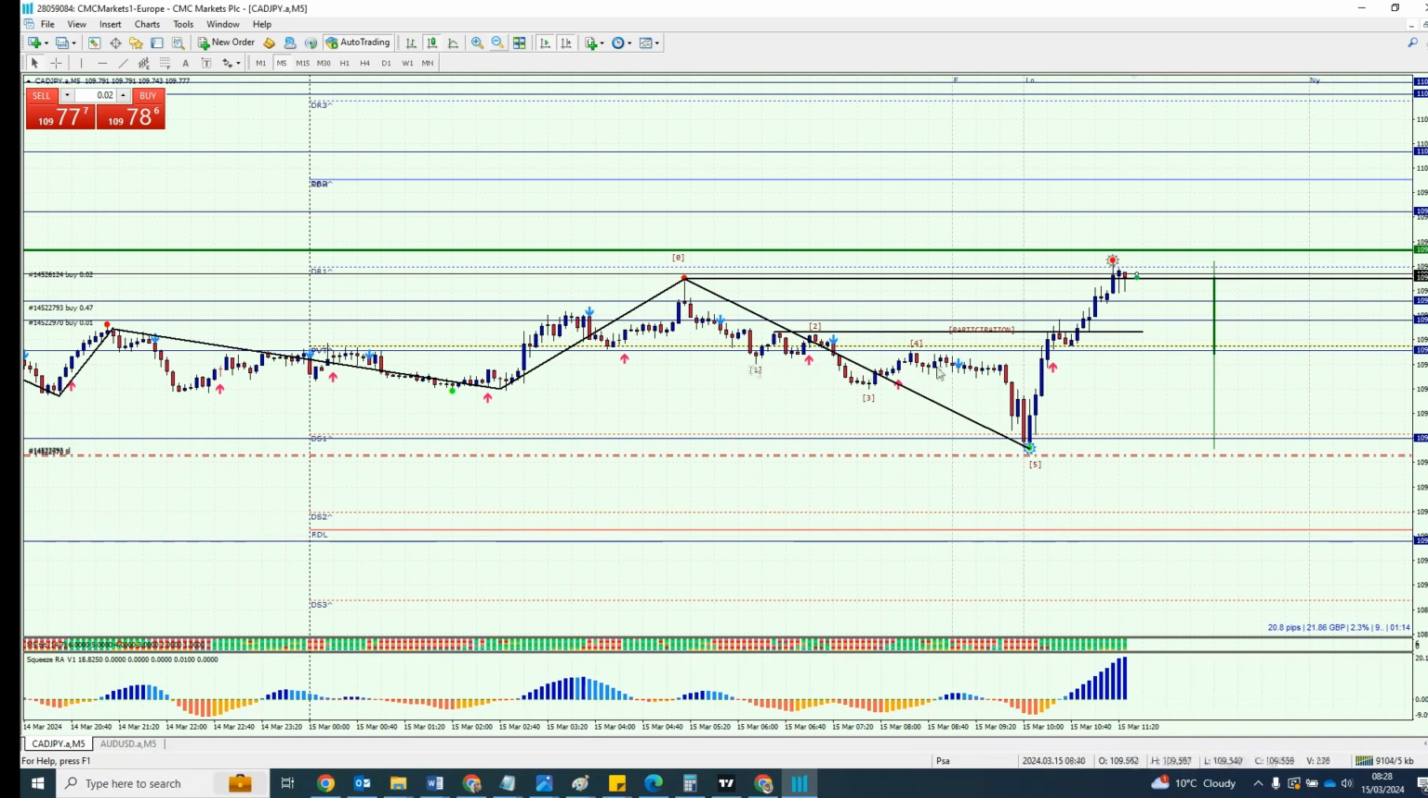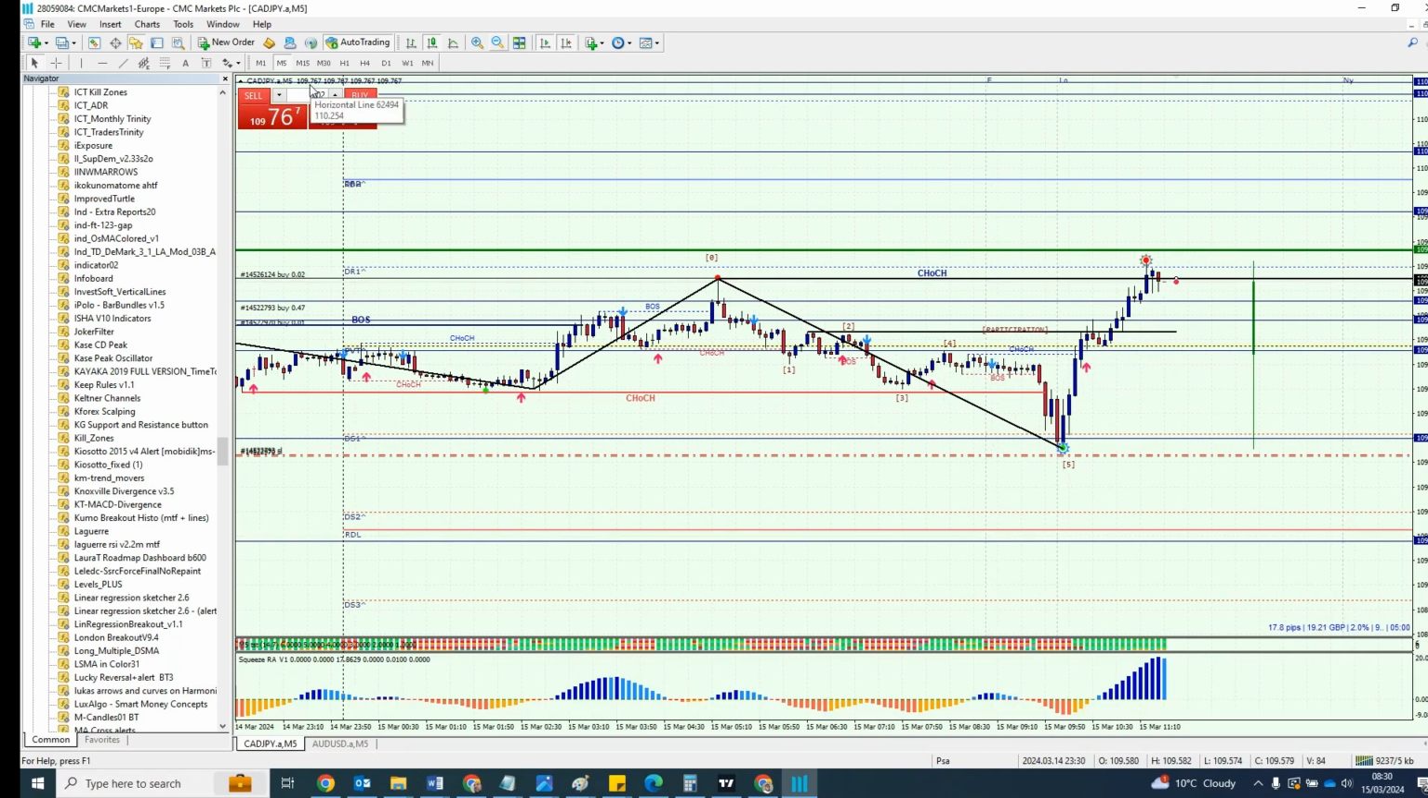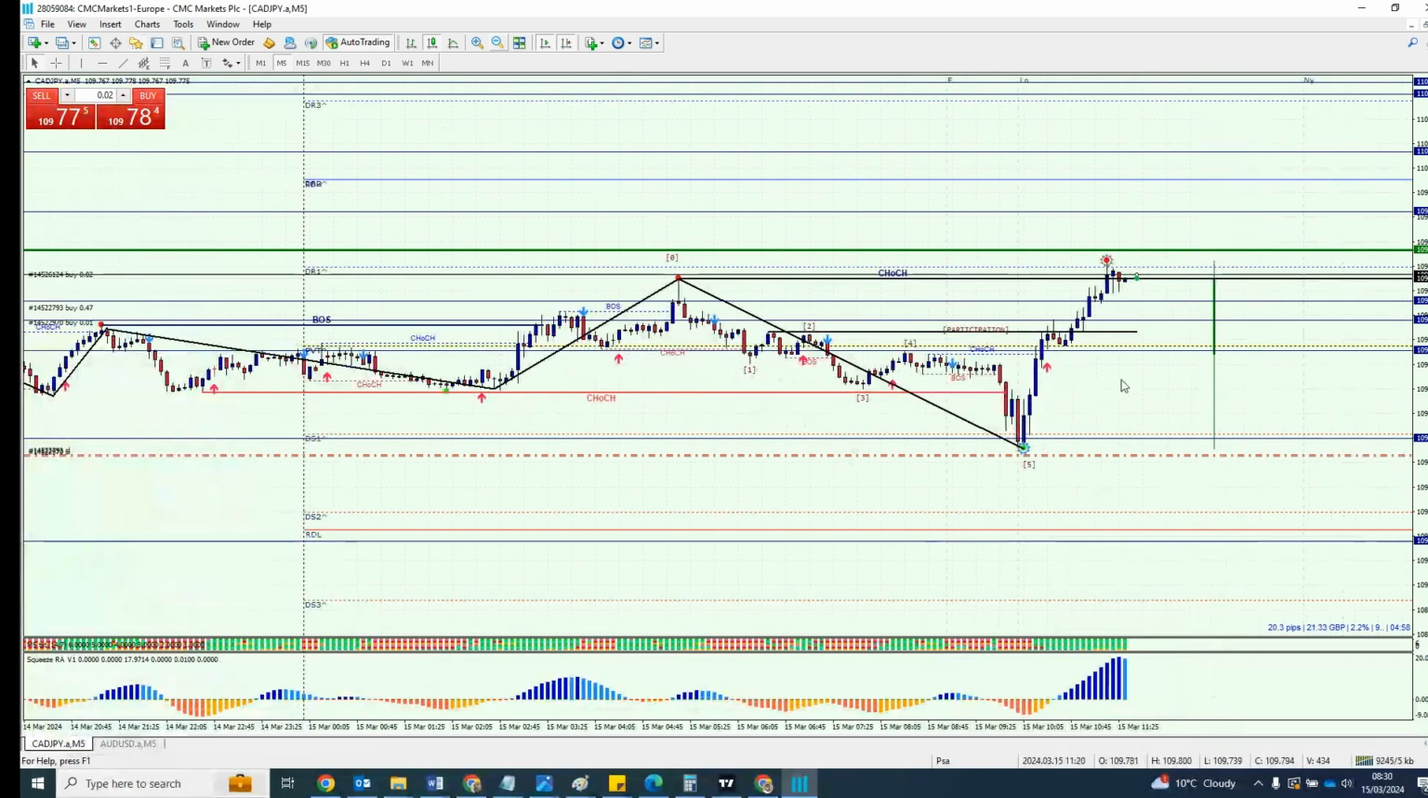Okay, we need to see a change of character point, change of character here. This is the retracement zone here. And when this wave structure completes, so we only have 0 to 1 right now. We don't have 2 yet. We need to see 2, 3, 4, 5. Then this will be the retracement zone. Okay, very important to understand that.